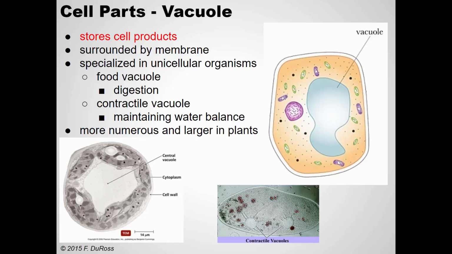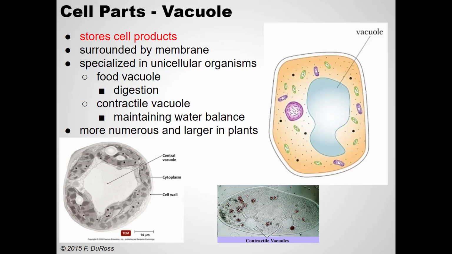A contractile vacuole, you may remember from 7th grade, protists have it, which pumps water out from freshwater protists because they constantly have water coming in through osmosis. This contractile vacuole fills up with water and then pumps it out. Helps maintain water balance. Also, plant cells have a large central vacuole.